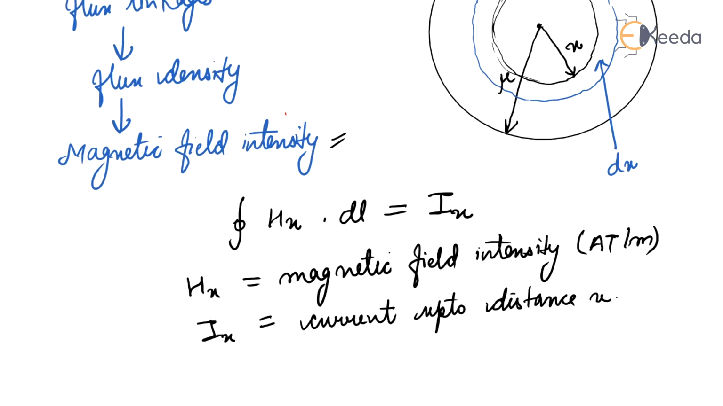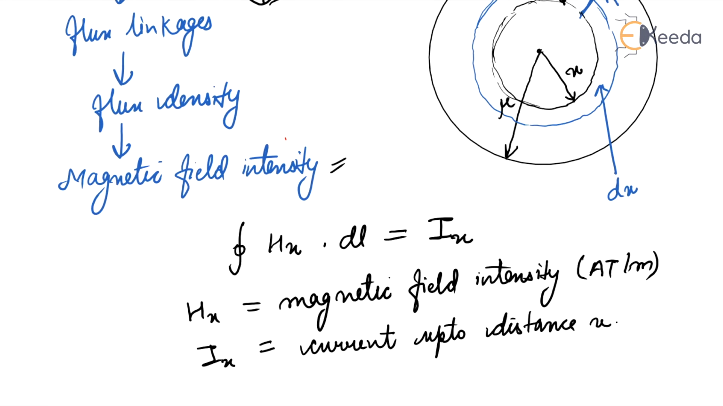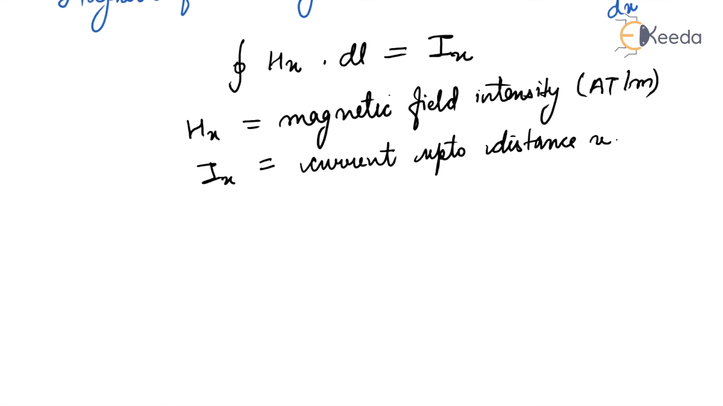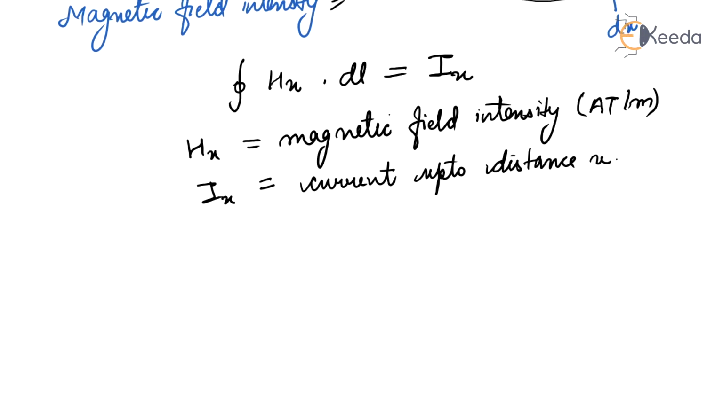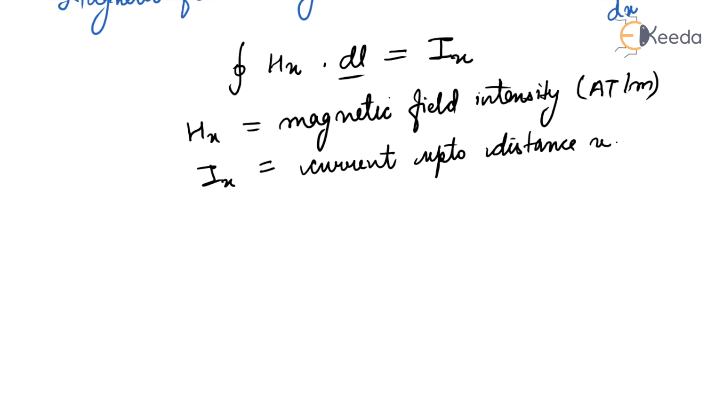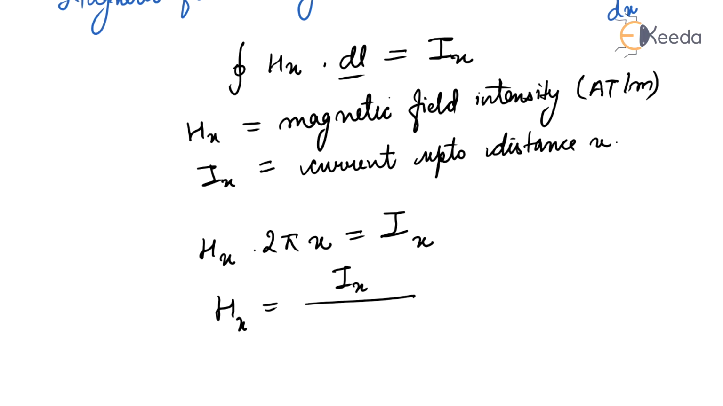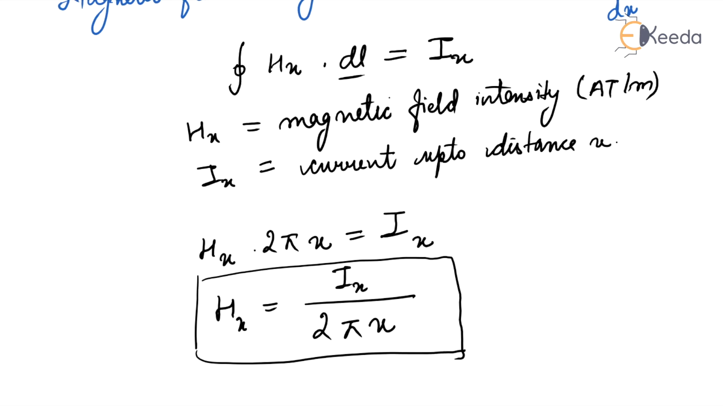Now since the field is symmetrical, Hx is constant for all points at a distance from the center, meaning on the circular path. Therefore the loop integral of dl is the total circumference, which is 2 pi x. So Hx times 2 pi x is equal to Ix, so Hx is equal to Ix upon 2 pi x. This is equation number 1 and this is equation number 2.